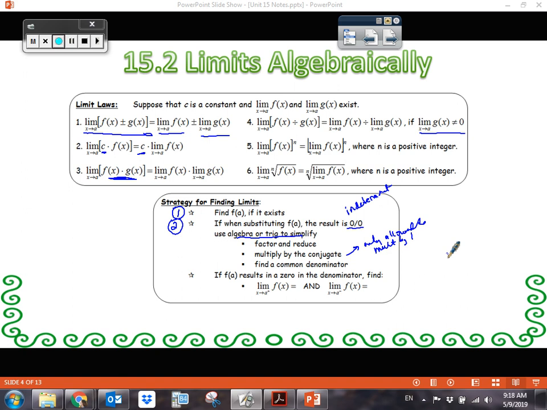Finding a common denominator, that's something that we might try. So these are all different algebraic things that we would try in order to deal with this indeterminate form of 0 over 0, or infinity over infinity. I don't know that I have any of those in here, but those are the two basic indeterminate forms that we would deal with this year.